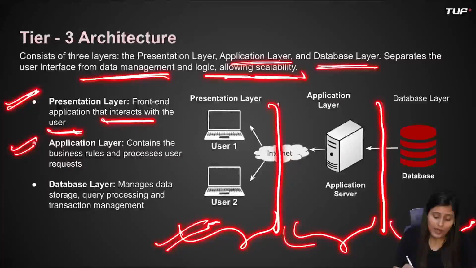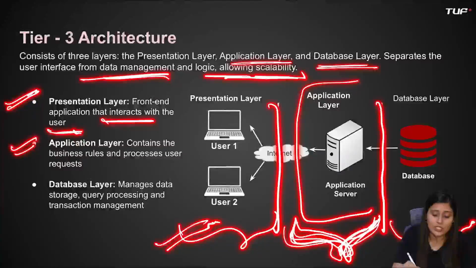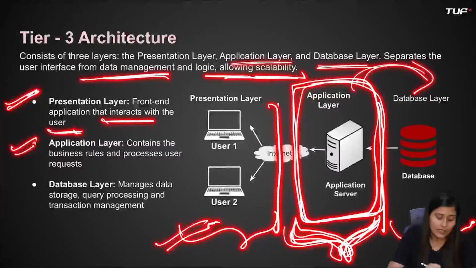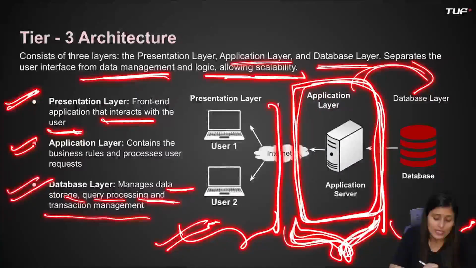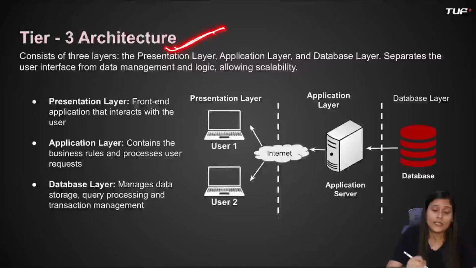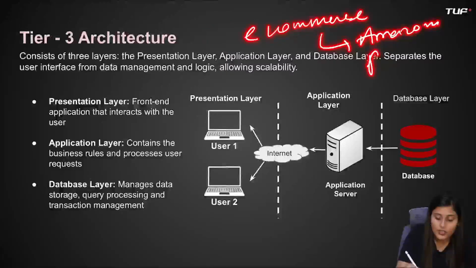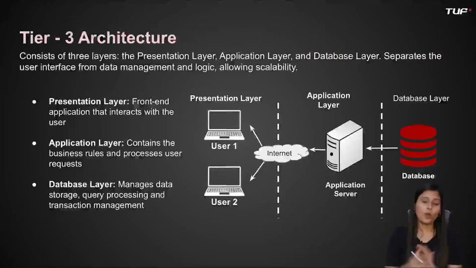Second comes the application part, which is this part, and it contains the business rules and logic, and processes the user requests. All the business rules and logic exist in this application part, and it is responsible for processing the user's request. Third is the database layer, which actually manages the data, stores data, and query processing and transaction management are done in the database layer. So this is the functionality of tier 3 architecture, and e-commerce websites like Amazon and Flipkart use this tier 3 architecture to complete the whole functionality.